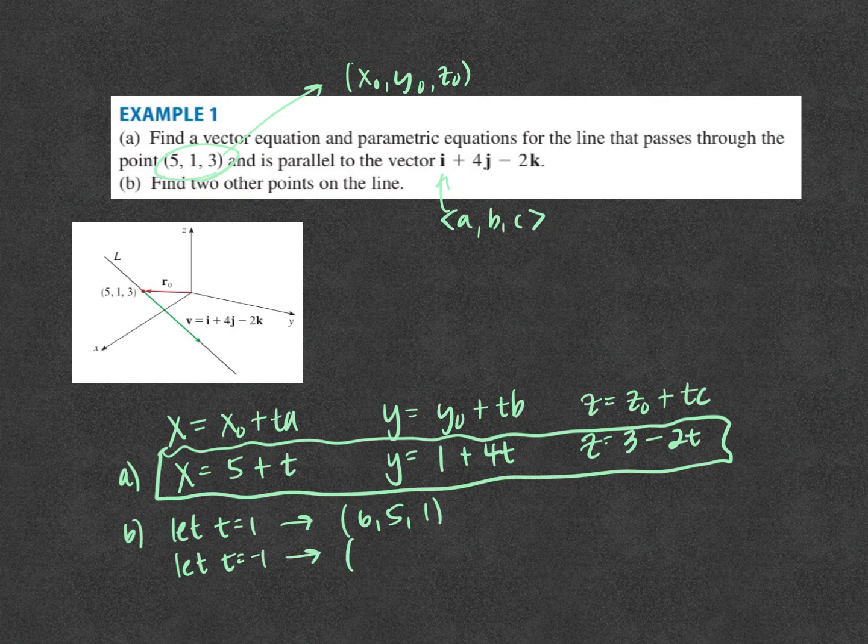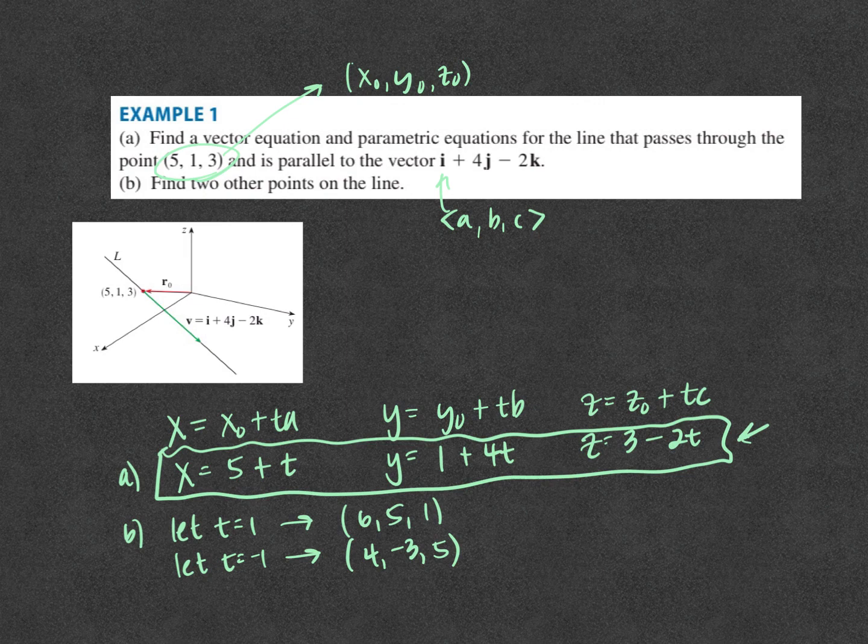And when we do that, 5 minus 1 is 4, 1 minus 4 is -3, and 3 plus 2 is 5. You could pick other things. The textbooks tend to pick 1 and -1, so I'm not sure what WebAssign is going to handle there. They may tell you specific t-values to choose. One thing to make note of here is that these are not unique.